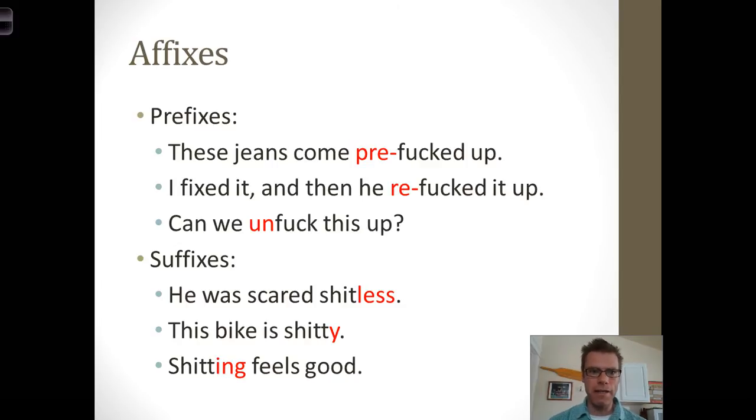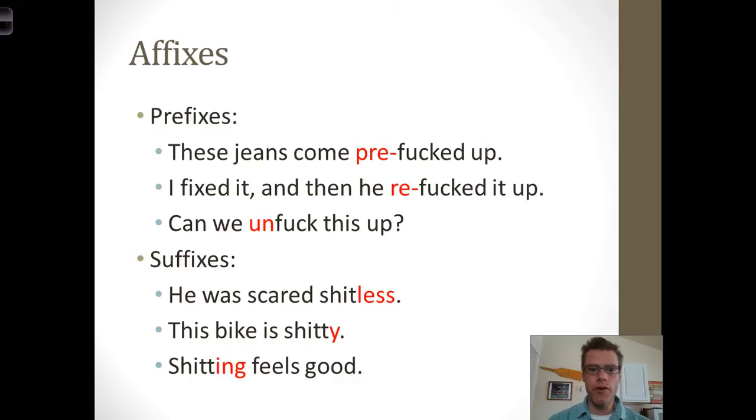And this is stuff that I expect you're already pretty familiar with, the prefixes and suffixes. So, for example, you can attach these affixes, these prefixes, to the beginning of a word, like fucked up. And you can say these genes come pre-fucked up, right? So that pre attaches onto the verb fucked up. Or you can say, I fixed it and then he re-fucked it up, meaning that he fucked it up again. That re that attaches to the beginning is a prefix there. Or the un, which we talked about earlier when we talked about the morphology, that un can attach as well. So can we unfuck this up, right?